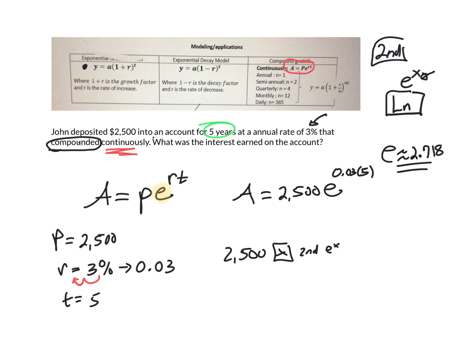And on my calculator, it slaps a parentheses there. So I'm going to type in 0.03. I'm going to hit my times key. And then I'm going to type in 5. And then you got to end the parentheses.